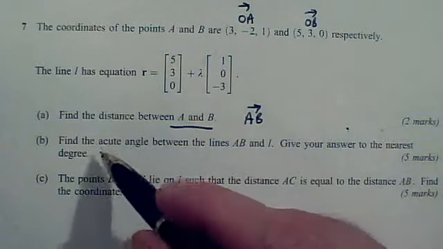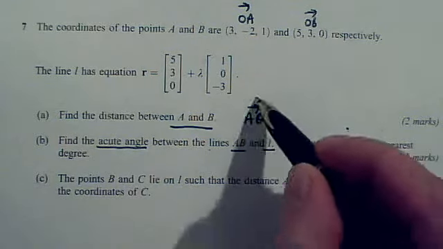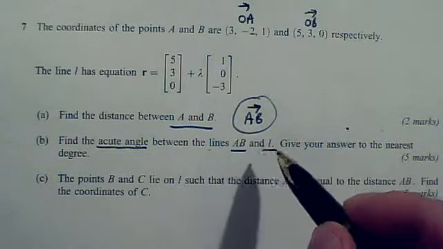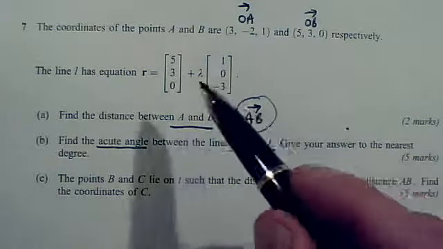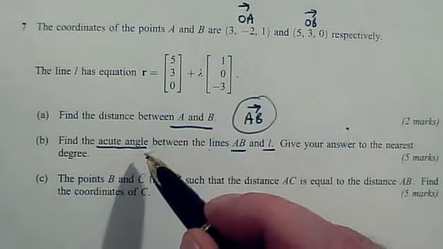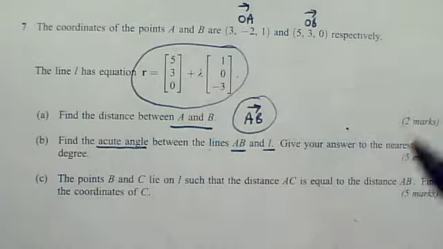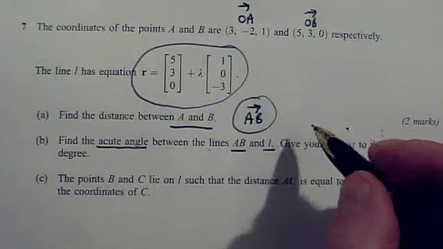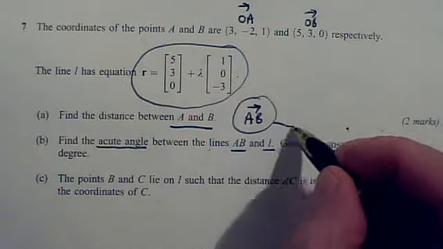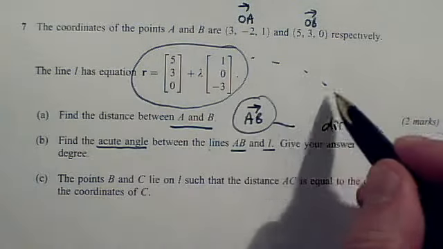Then we've got to find an acute angle between the lines AB and L. Well, we've got the vector AB, we need to get a vector for the line L. And what matters when you're finding angles, of course, is just the directions of things. So from this entire recipe for the line, you've just got to pick out the direction vector. So you've got the vector AB from before, we've now got a direction vector from the line, somehow.